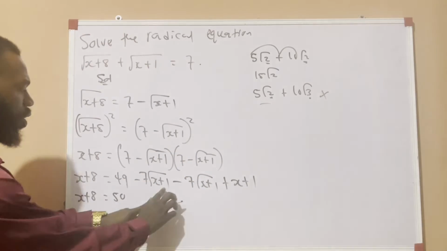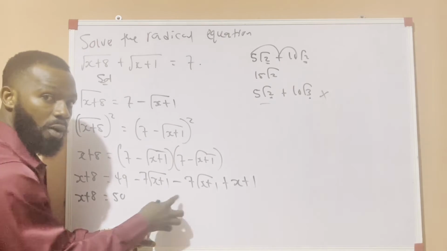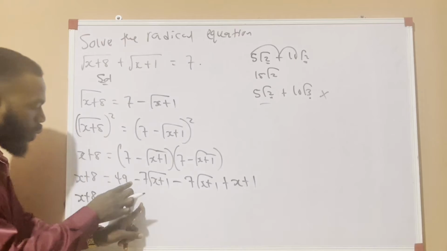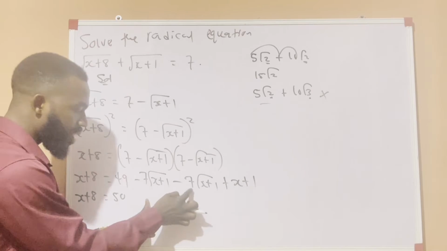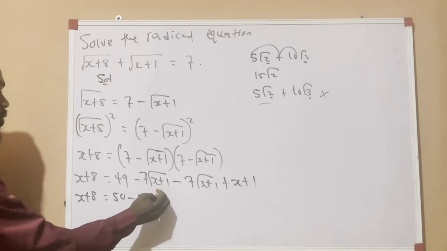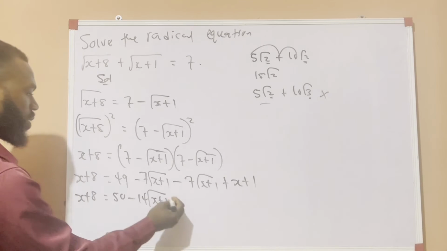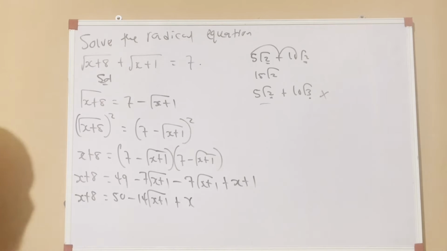So here, because the roots are the same, I can work with minus 7 minus 7. And we all know minus means you are owing. So when you are owing 7 and then you are owing 7, how much are you owing? 14. So here it becomes minus 14 root x plus 1. Then what do I have here? Plus x. It is as simple as that.